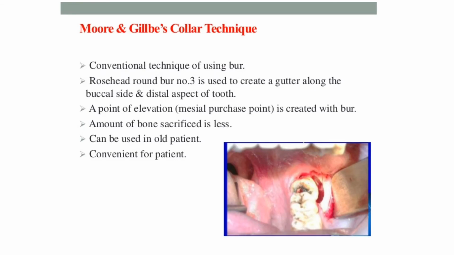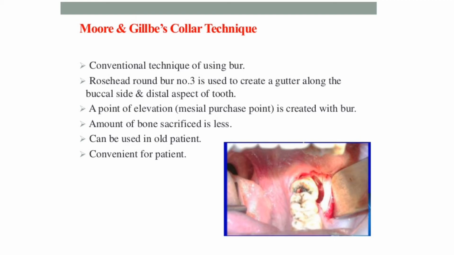So the second technique is Moore and Gilbey's collar technique. This is the most commonly followed technique for removal of impacted tooth. It is the conventional technique of using burr. Rosehead round burr number 3 is used to create a gutter along the buccal side and distal aspect of tooth. A point of elevation, that is mesial purchase point, is created with burr.